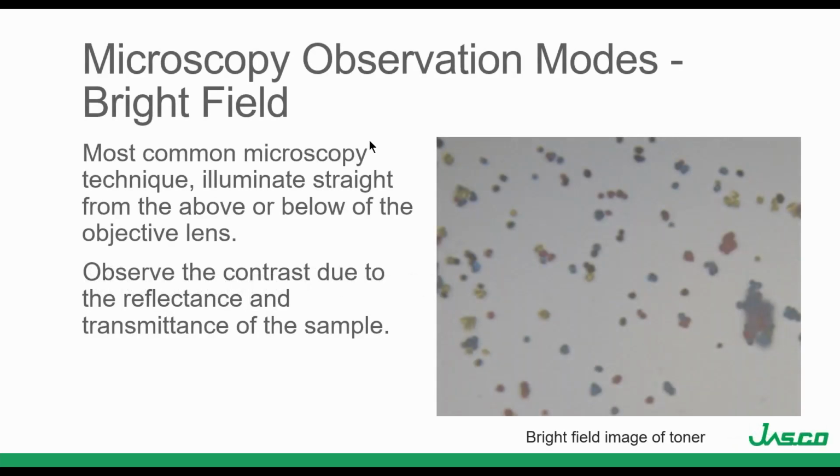Okay, so some of the observation modes. This is the bright field. The bright field is the most common microscopy technique to take images. The light comes from above of the objective lens or from below. And the main characteristic is that you are going to see a gray area with some contrast or gray, more gray or darker phases.